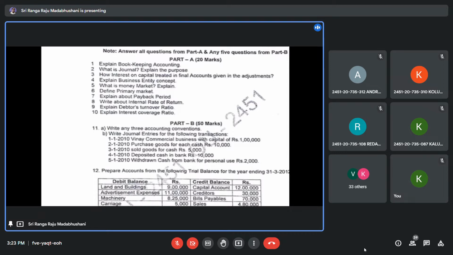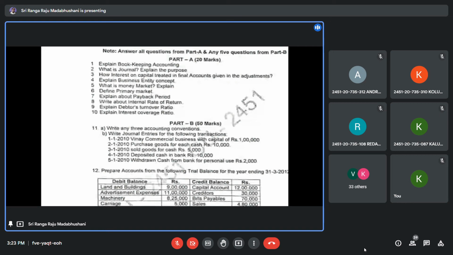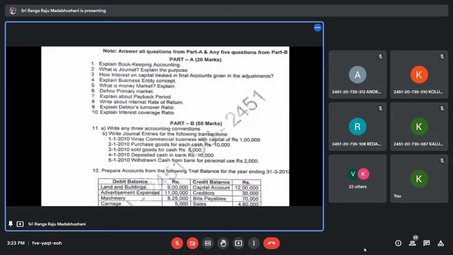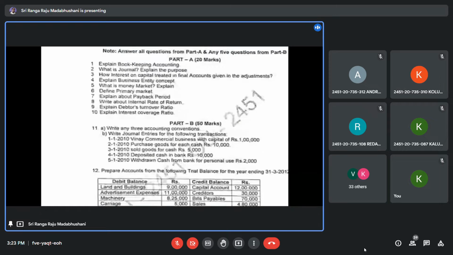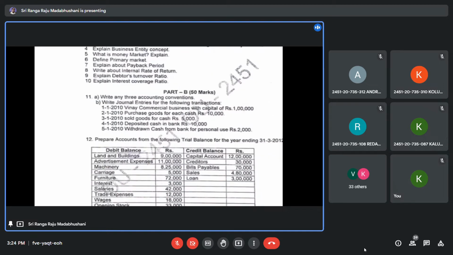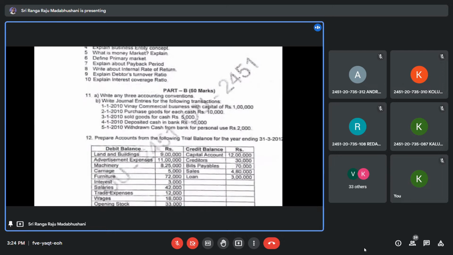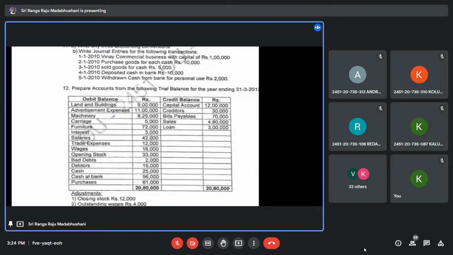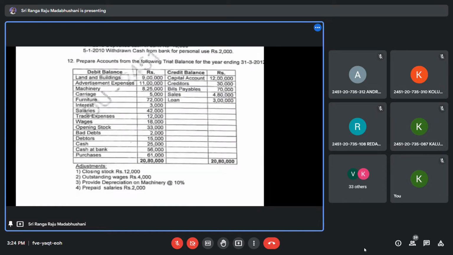Then money market, primary market are two. Third unit, payback period, internal rate of return, asked in the internal question. Then turnover ratio and interest coverage ratio both are from fifth unit. The long question: write 3 accounting conventions, journal entries, and final account. So again, it may be the same question pattern. You may find 15 marks.